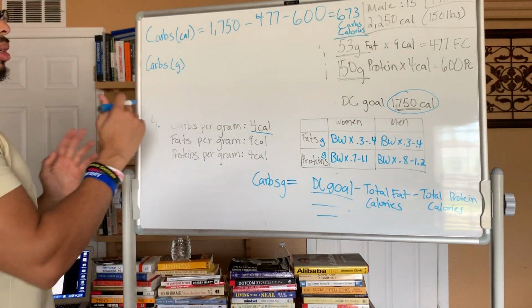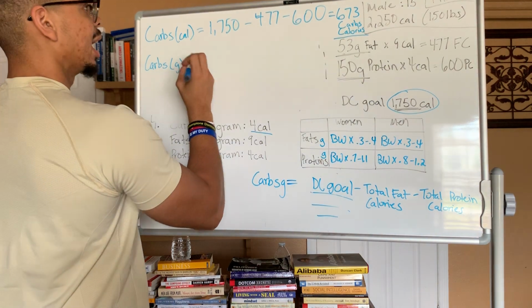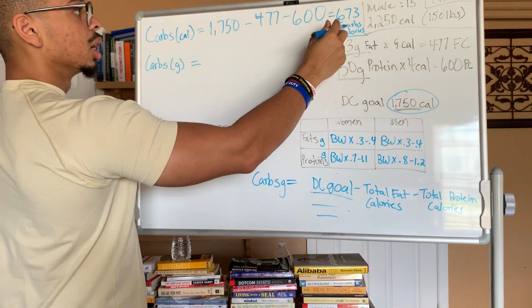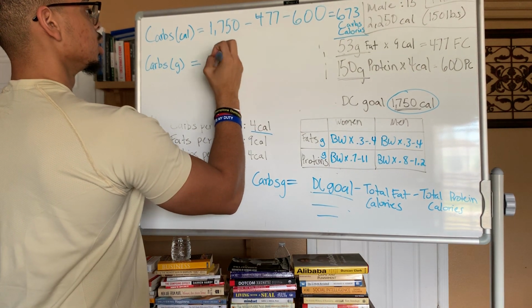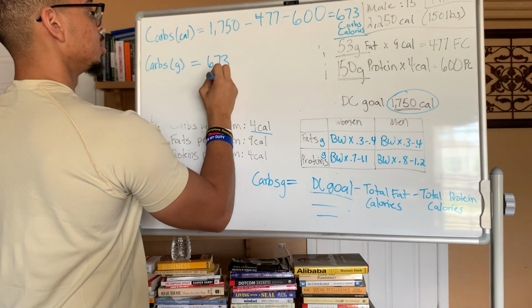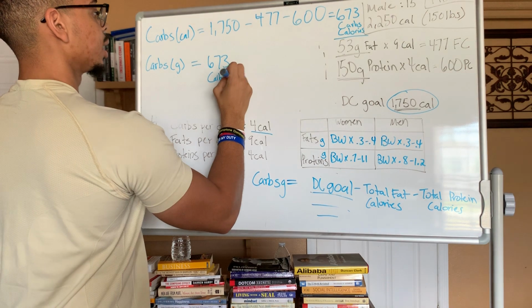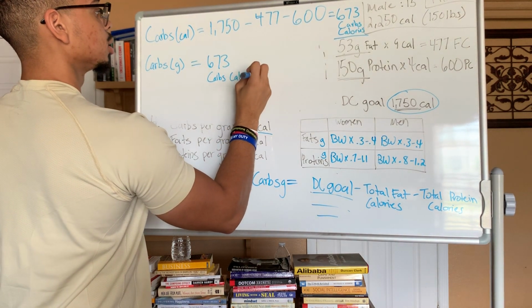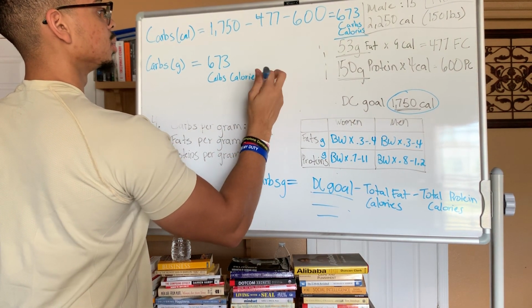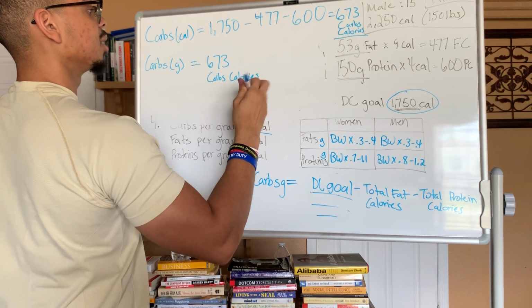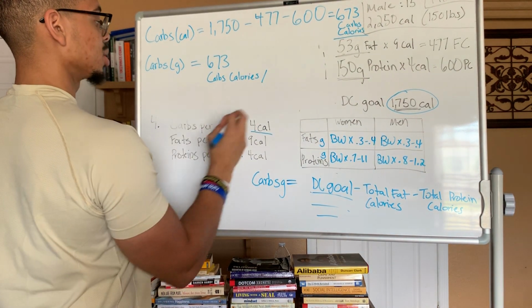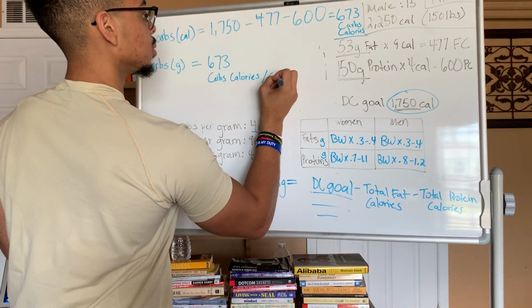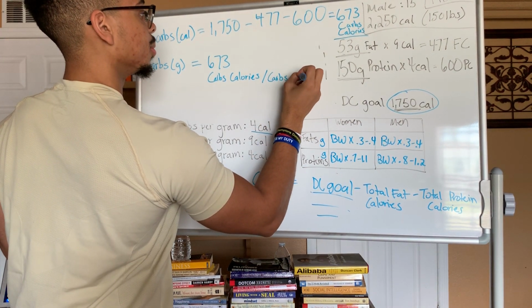Now let's get the grams, just so I can make it a little bit easier. How would we do that? We would take carbs calories, 673, I'll just put it down here. Carbs calories divided by, I hate that division sign, divided by carbs per gram.